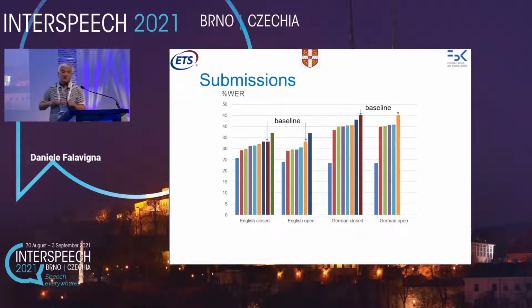These are the results of the various submissions for the different tracks. So, first of all, as you can see, we notice a large improvement with respect to the baseline in all the tracks, both closed condition and open condition. And especially for the German language, this improvement is impressive. So, the error rate is approximately halved.